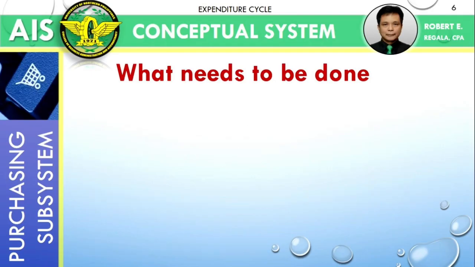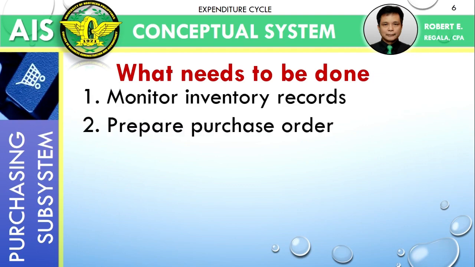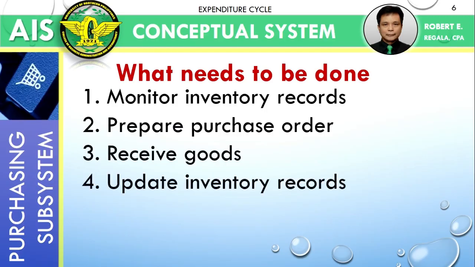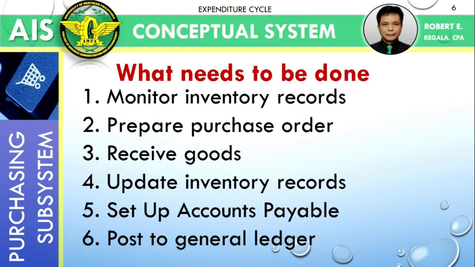In the purchases processing procedure, the following are conceptually what needs to be done. 1. Monitor inventory records. 2. Prepare purchase order. 3. Receive goods. 4. Update inventory records. And lastly, 5. Set up accounts payable. The relationships between these steps are presented in the following slides.